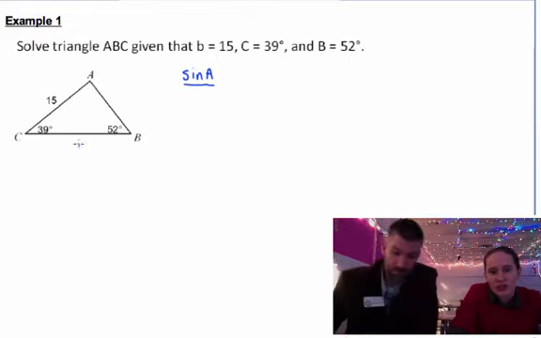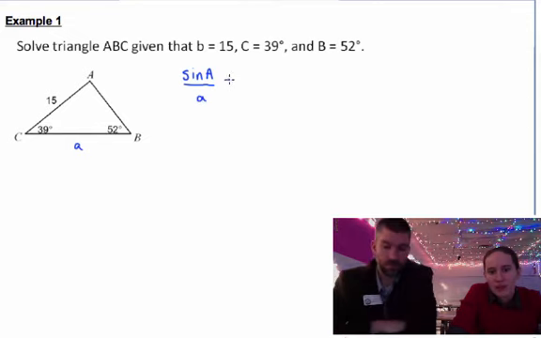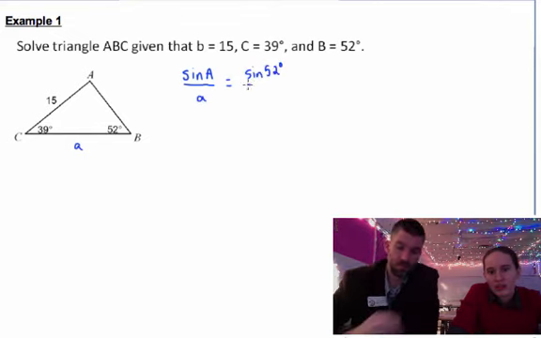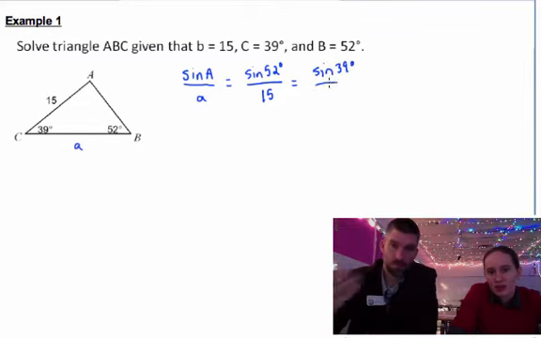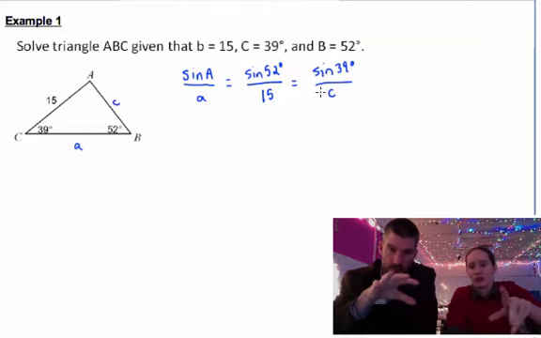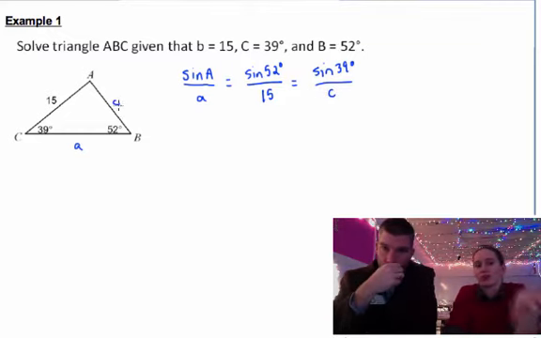over, we don't know side a, equals sine of angle B, which is 52 degrees, over side b, which is 15, equals sine of angle C, which is 39 degrees, over side c, which is this one over here. Now, I put in a variable here that we can actually figure out really quickly without using some fancy new thing.